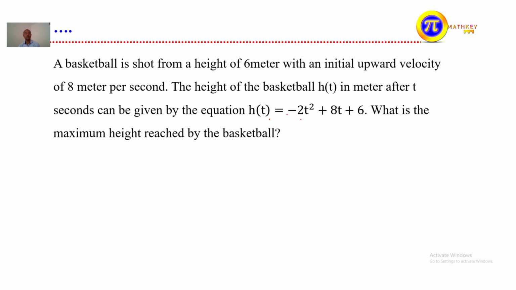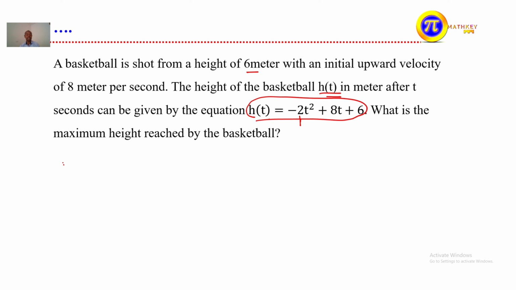Now let us consider a basketball shot from a height of 60 meters with an initial upward velocity of 8 meters per second. The height of the basketball is given as h(t) and it has such a form. This becomes a quadratic equation with a negative leading coefficient. This means it has a maximum height since it opens downward.